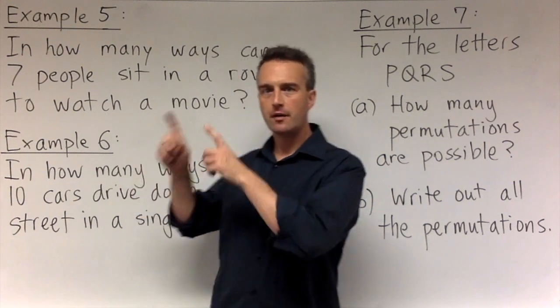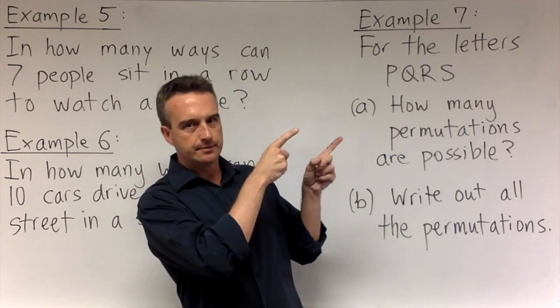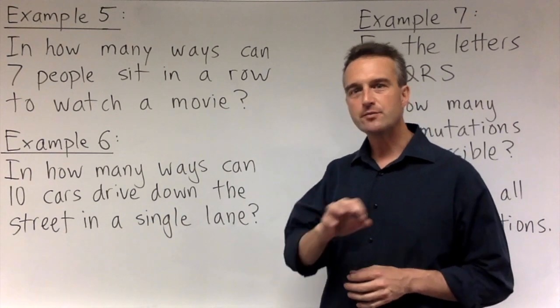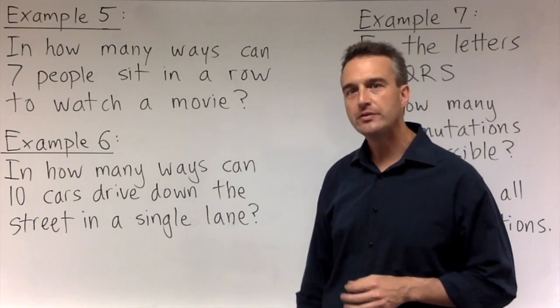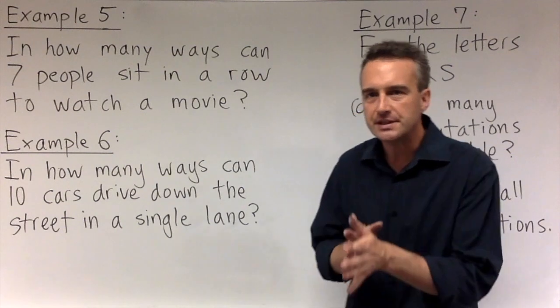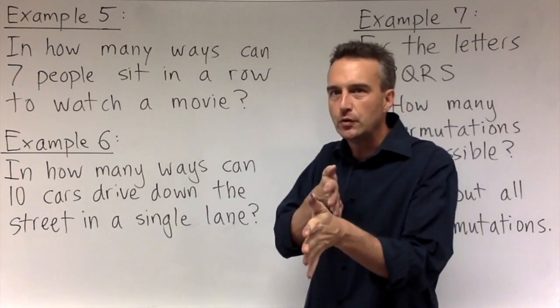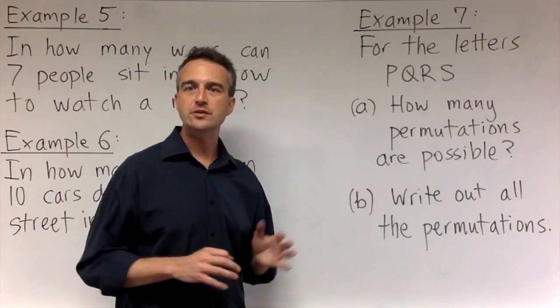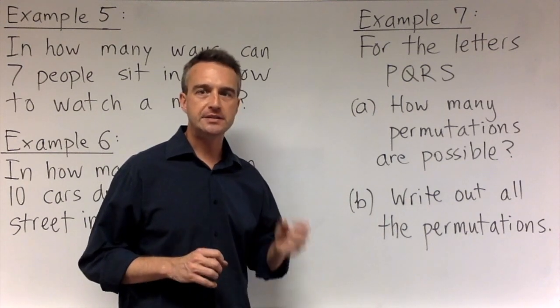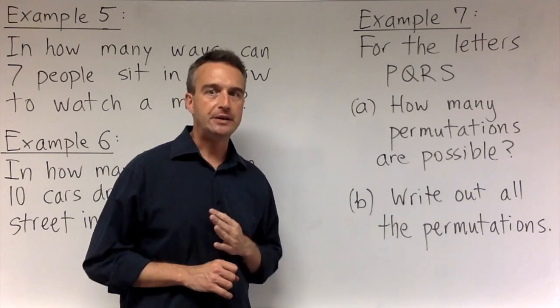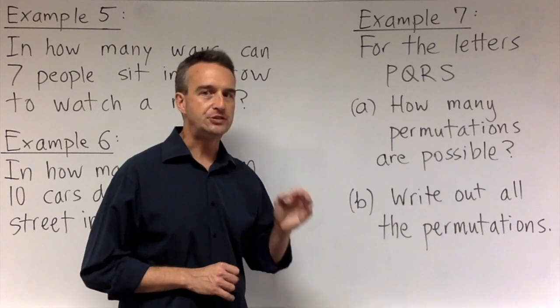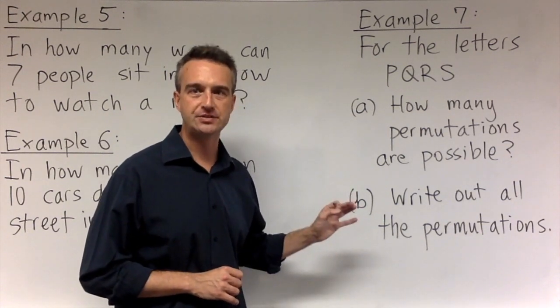Please try examples 5, 6, and 7. In example 5, how many ways can 7 people sit down to watch a movie in a single row? In example 6, how many ways can 10 cars be lined up in a single line to drive down a road? You may use a calculator for example 6. It's okay. And for example 7, how many ways can the letters P, Q, R, and S be arranged in a row? For part B, it's your turn to write out the permutations. And the total number of permutations you write out should be the same as your answer for part A.